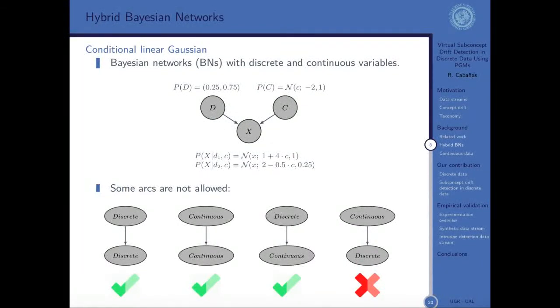Now, I think that at this moment, it's important to introduce hybrid Bayesian networks. In particular, we will consider the conditional linear Gaussian model. This is basically a Bayesian network containing discrete and continuous variables. Associated to each discrete node, we will have a conditional probability table, often called a CPT. Then, for a continuous node, we have a normal distribution for each discrete parent. In case of continuous parents, we have a linear combination of these continuous parents. Note that in this model, not all combinations between discrete and continuous are allowed. A discrete node will never have a continuous parent.